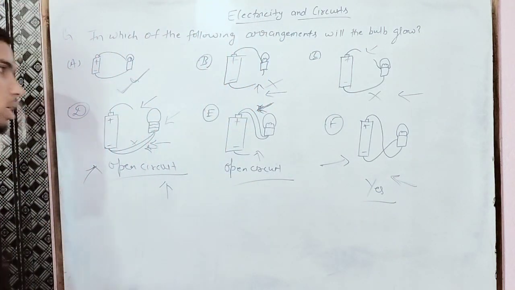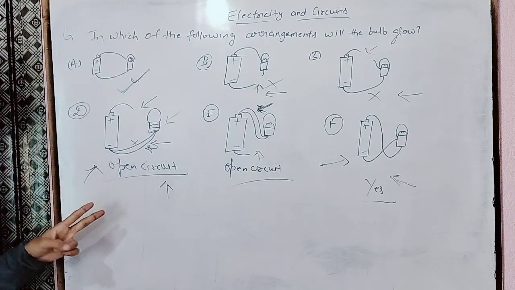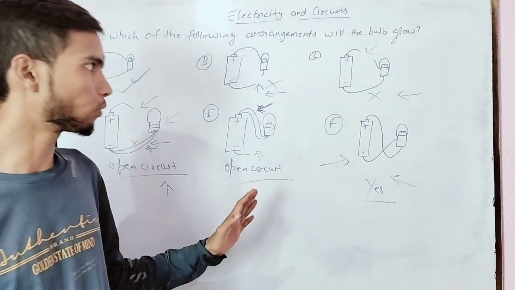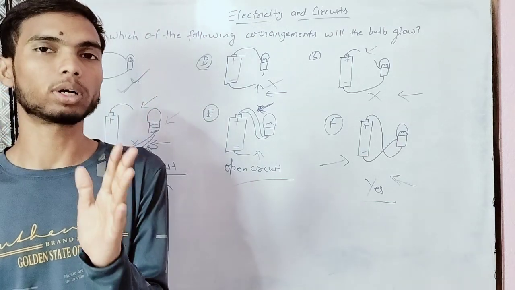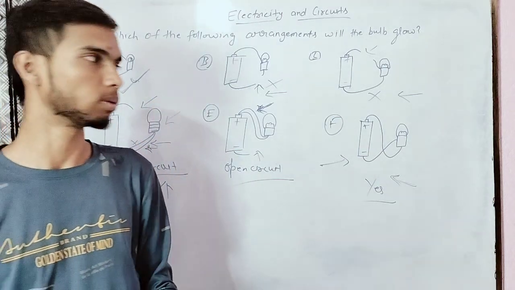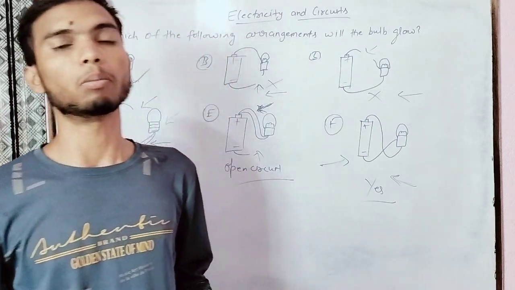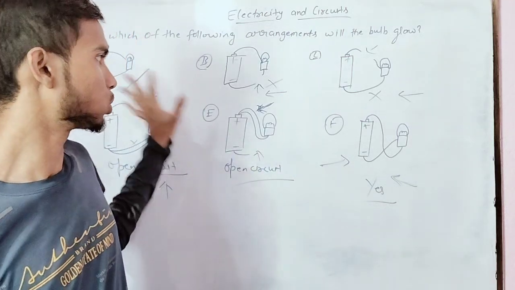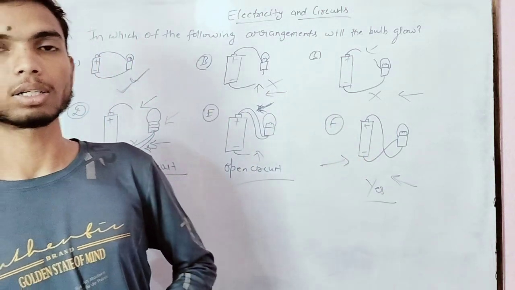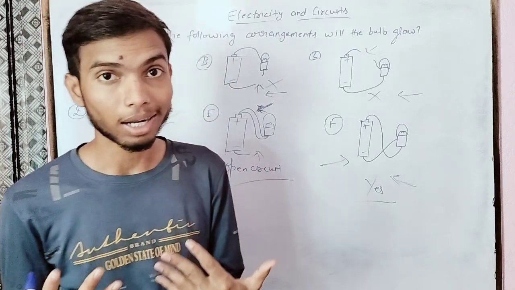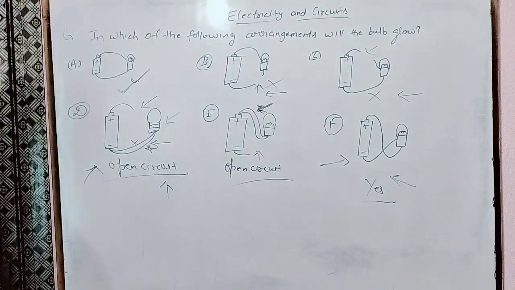So from these figures, two figures, A and F, have two bulbs which will glow because of a closed circuit, because the arrangements of these two electric circuits are in the correct way.